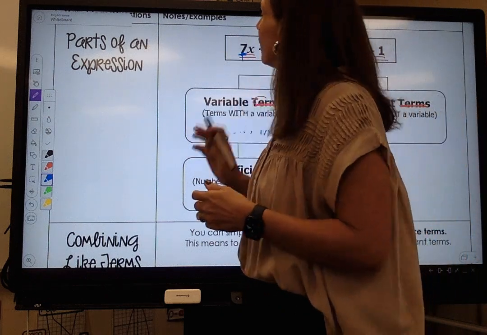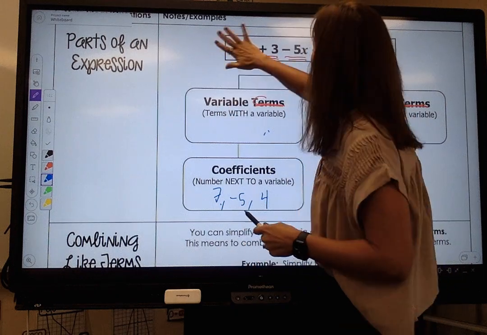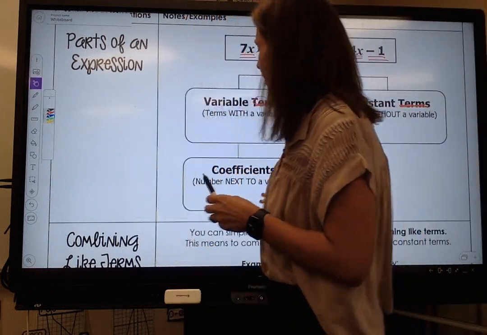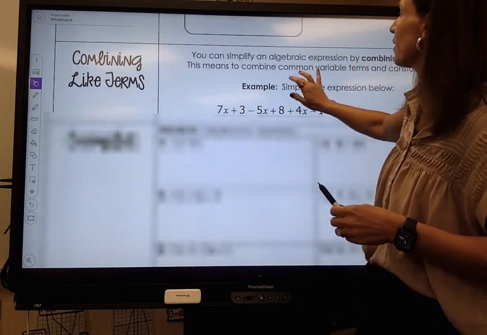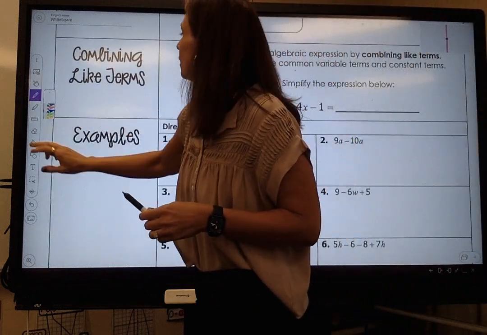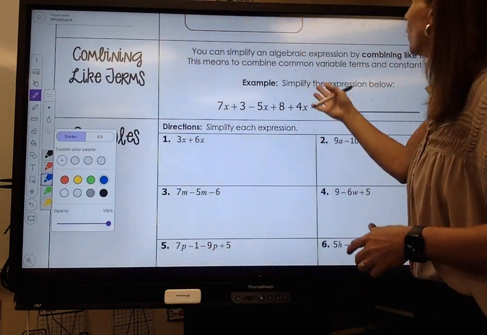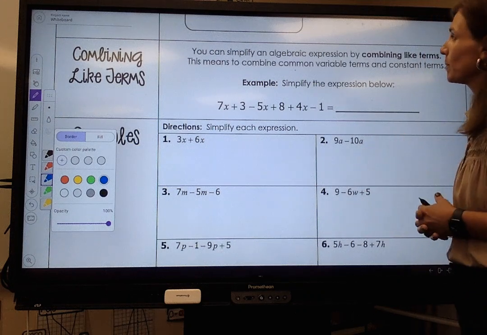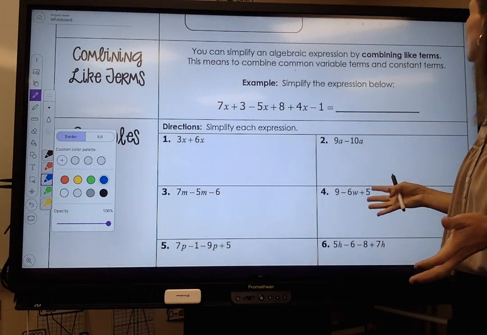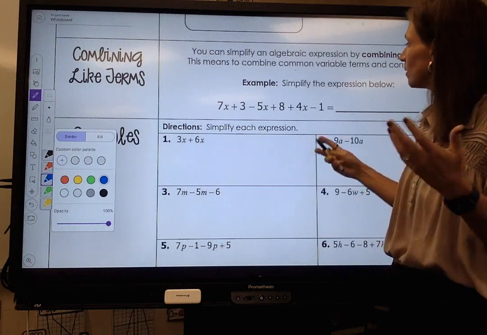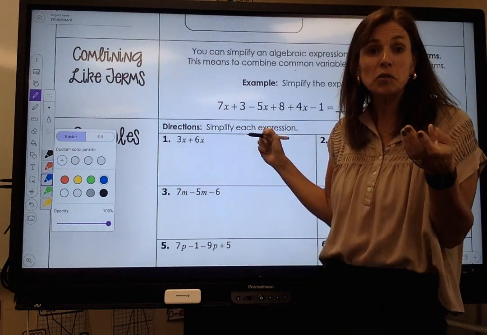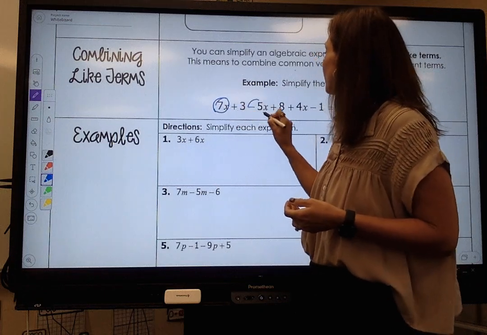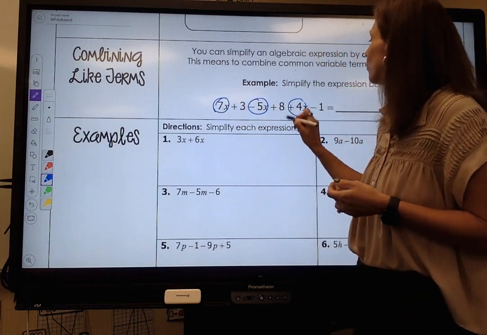All right, now that we've gone over those basics, let's talk about how you combine. And I know you guys have seen this before. This is nothing new to you. So you simplify an expression by combining like terms. This means you combine common variable terms and constant terms. So let's circle our variable terms: 7x, negative 5x, positive 4x.